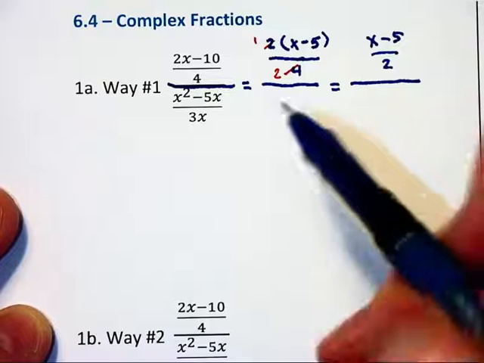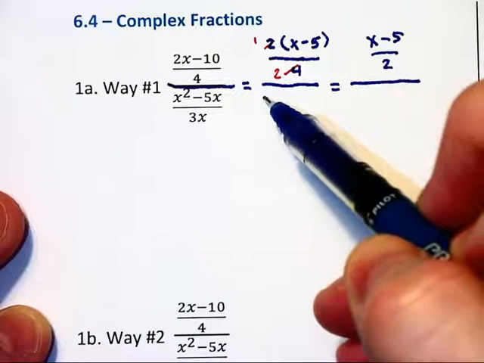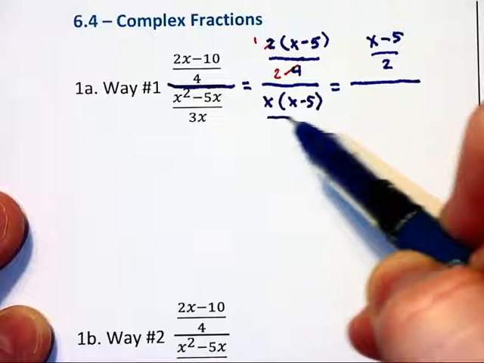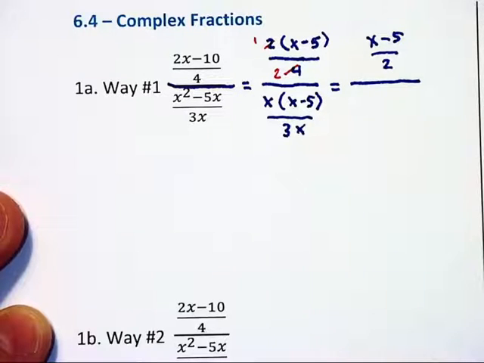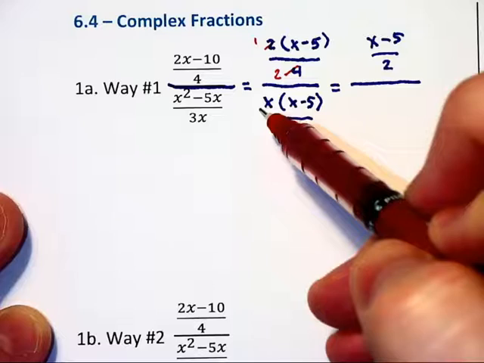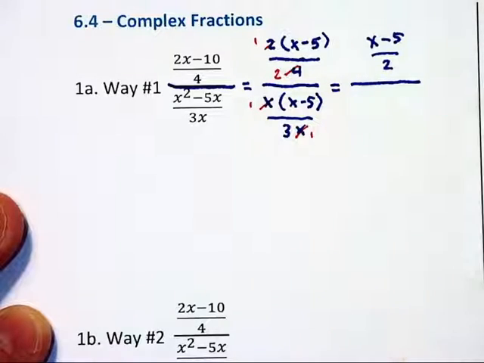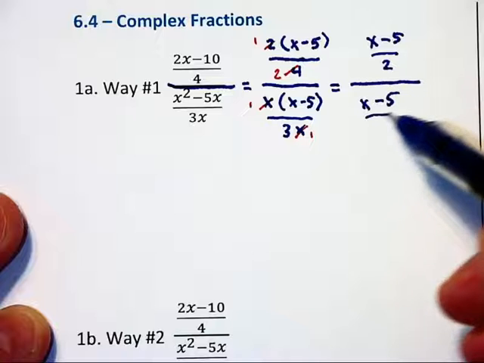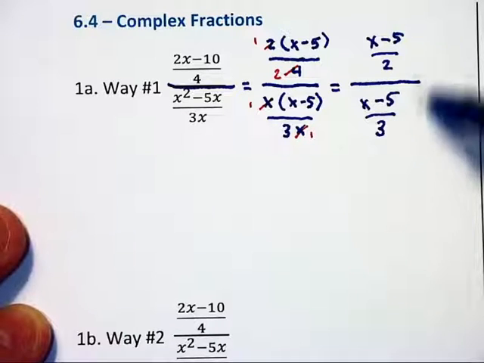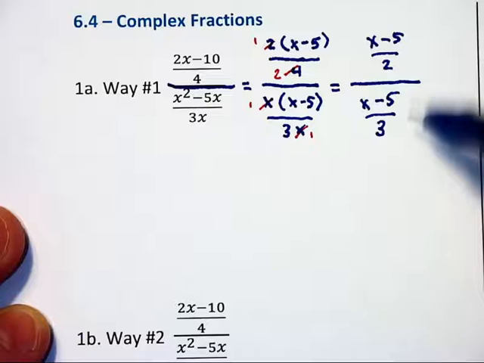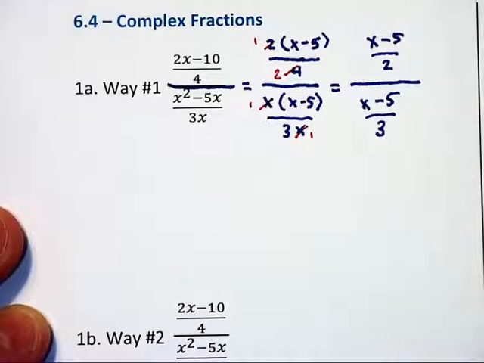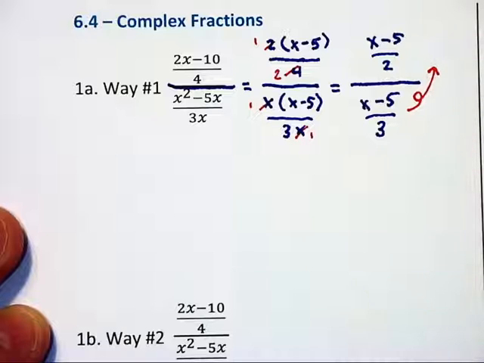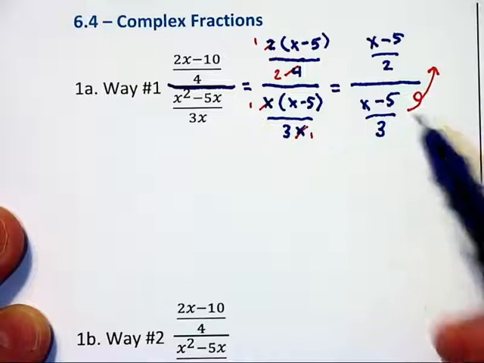Then I do the same thing for the denominator. I can factor an x out and have x minus 5 left over the 3x, and cancel the x's from numerator to denominator, leaving me with x minus 5 over 3. And after having reduced the main numerator and main denominator, I could then multiply by the reciprocal when I do division, multiply by the reciprocal of that fraction we're dividing by.